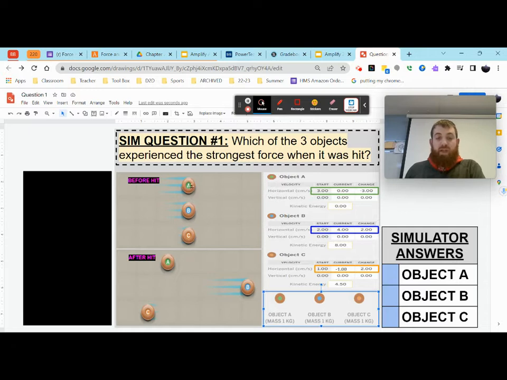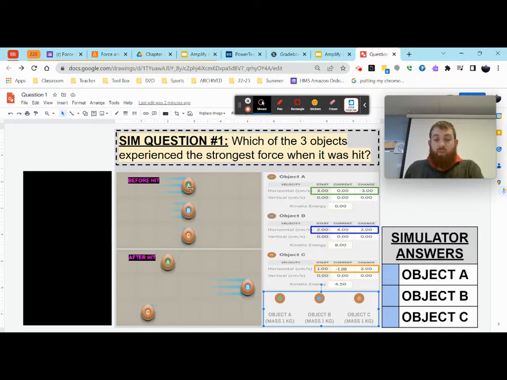So if we're looking at object A, the green object here, it had a starting velocity of 3 before it was hit. After it was hit, it had a velocity of 0, so it was stopped. Object B had a starting velocity of 2, and then after it was hit, it had an ending velocity of 4, so it sped up in the same direction. Last but not least, we have object C. Object C had a velocity of 1, and then it had a velocity of -1 after it was hit. So it moved in the other direction.